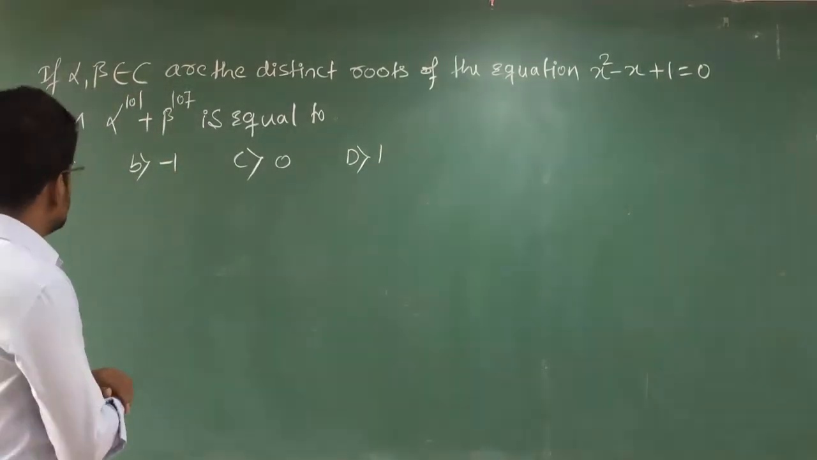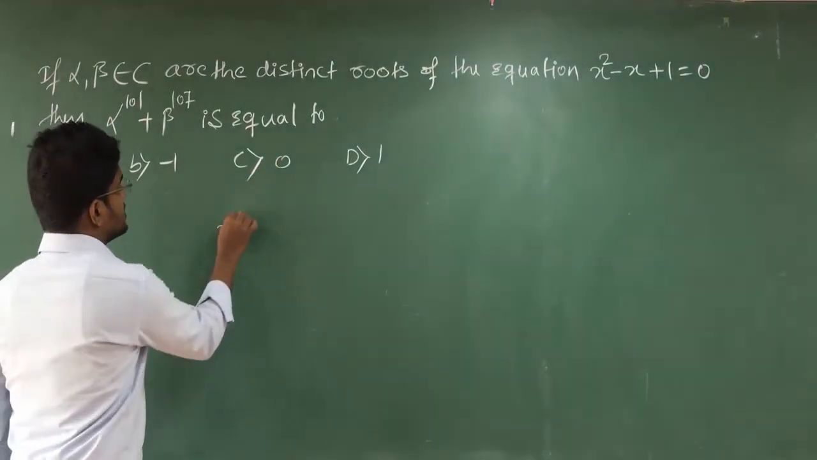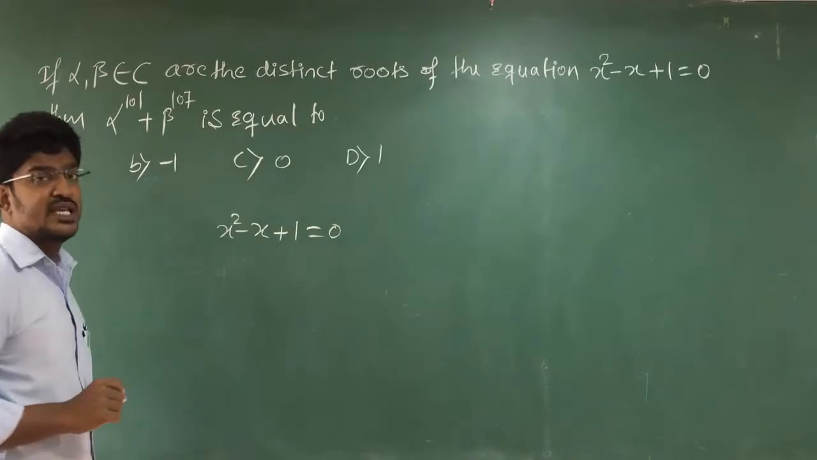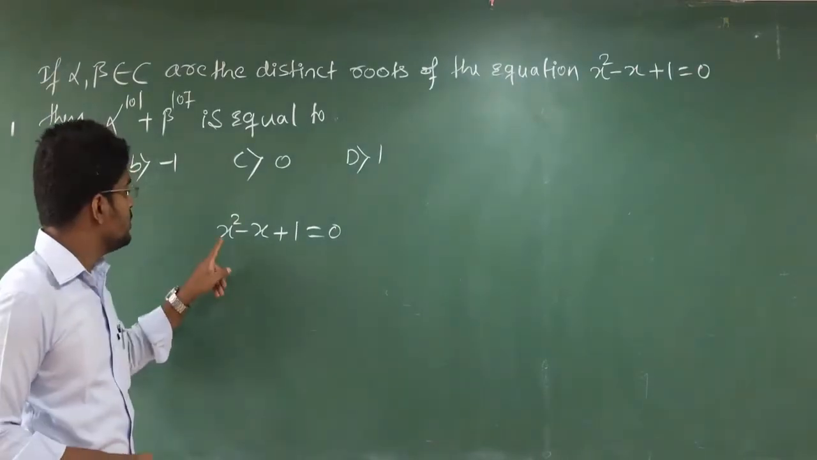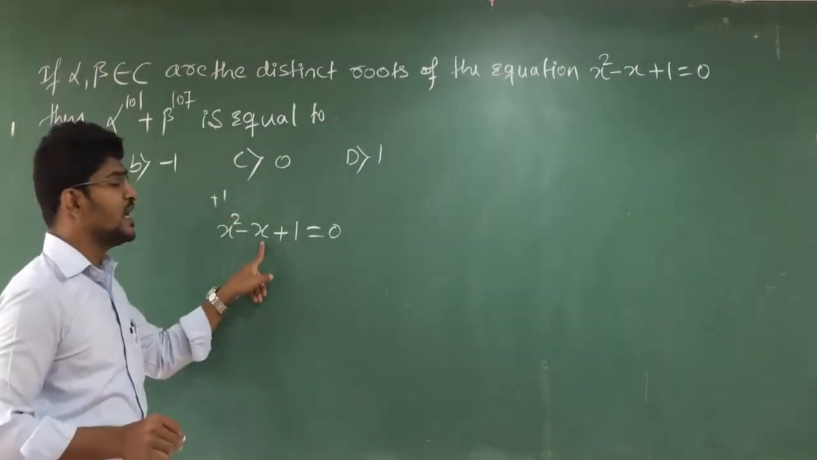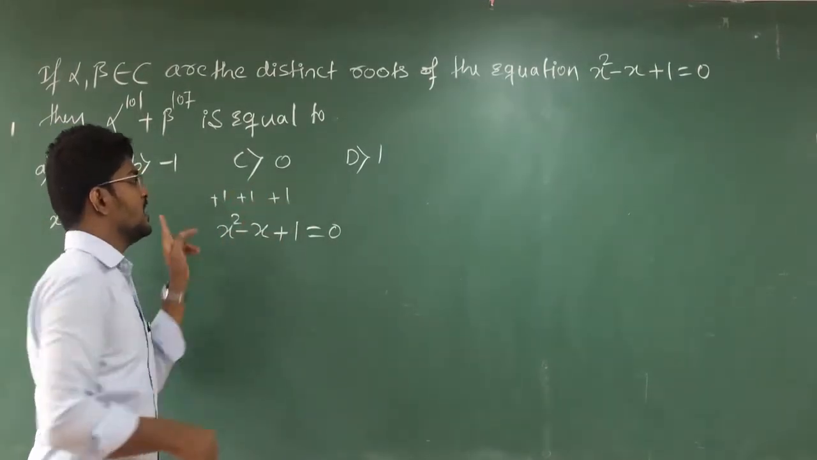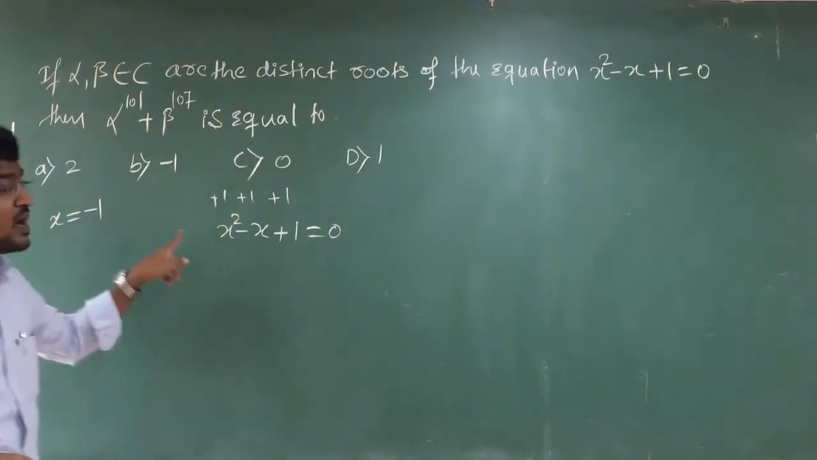Okay. So for that, let us take that equation, x square minus x plus 1 equal to 0. So see here, if I put x equal to -1 in this, what will happen? -1 square is plus 1. Here you will get plus 1. Here already you have plus 1. That means you will get 3. If I put x equal to -1, it will become 3.